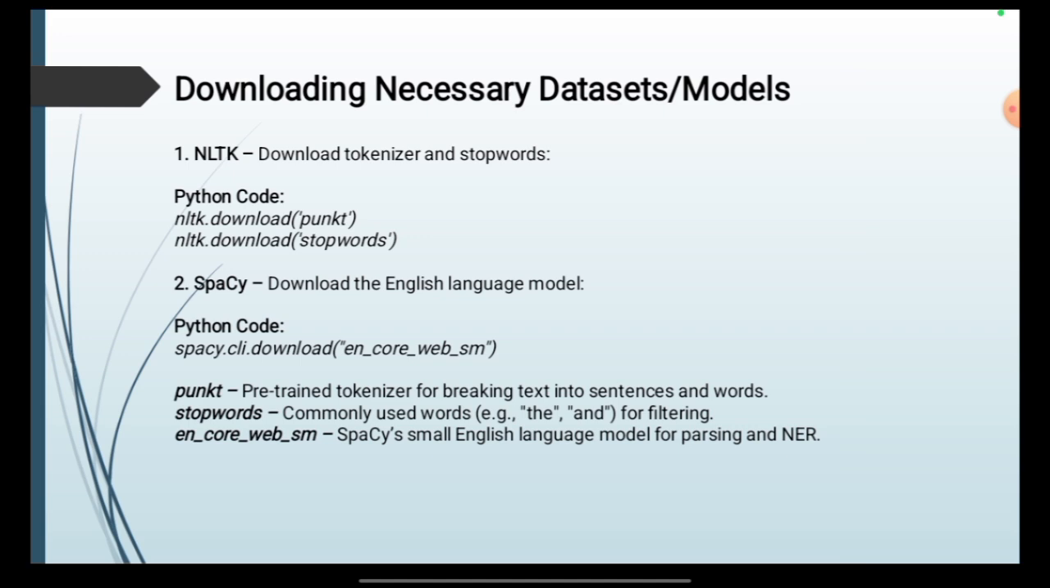In the provided Python code, nltk.download punkt downloads the punkt tokenizer and nltk.download stopwords downloads the stopwords dataset. On the other hand, the Python command spacy.cli.download en_core_web_sm downloads the Spacy English model, which enables parsing and entity recognition capabilities. So this is everything that can be said as per the details mentioned over here. Now we will move on to the next discussion part.